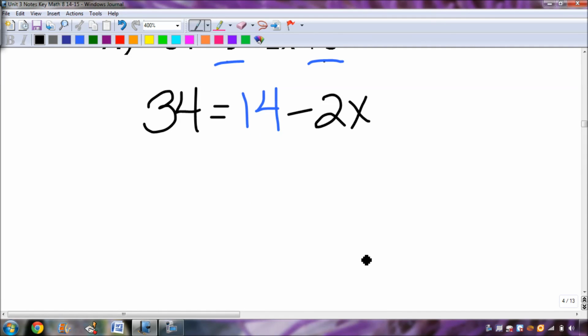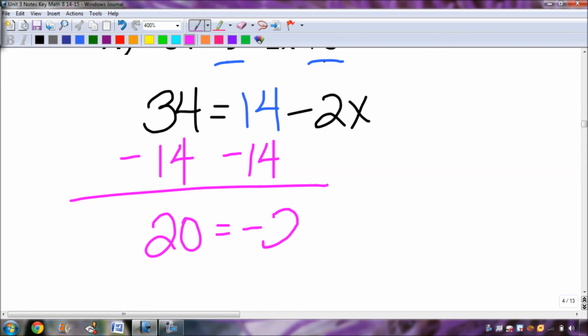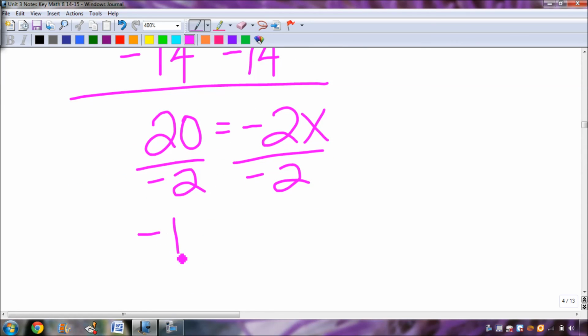All right? Now I want to get rid of the 14. And a lot of people will try to add 14 to both sides. Don't write this down right now. Think about this logically. What's 14 plus 14? It gives you 28. Does that help me cancel it out? Absolutely not. So what I'm going to do instead is get rid of the 14 by looking at the sign of the 14. Well, it's a positive 14, so I'm going to subtract it. Now ask yourself, is 14 minus 14 going to cancel out? Absolutely. 14 minus 14 is 0. So you end up getting 20 equals negative 2x. Now I can divide both sides by negative 2, and I end up getting negative 10 equals x.